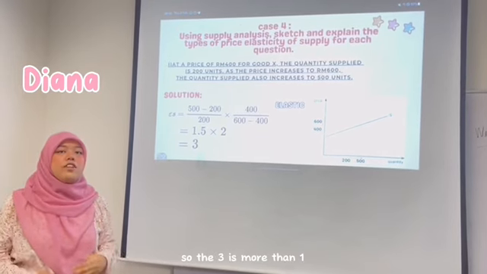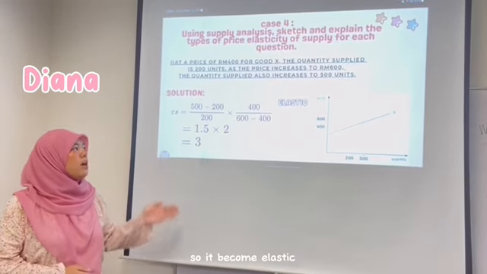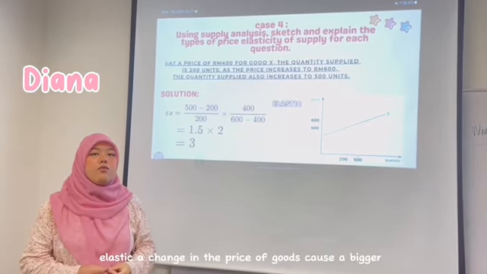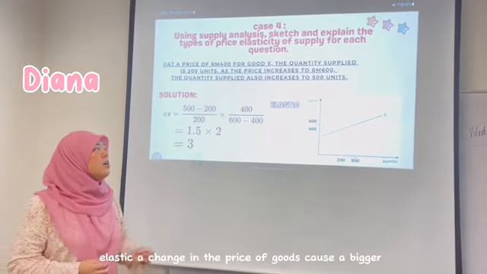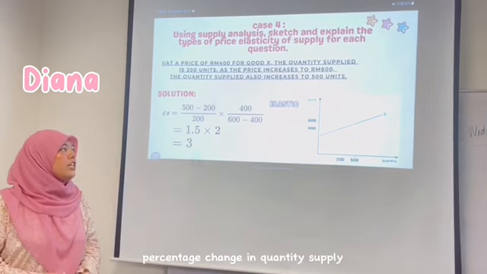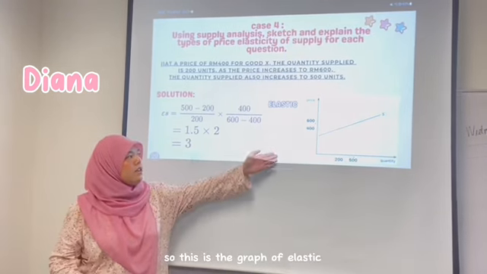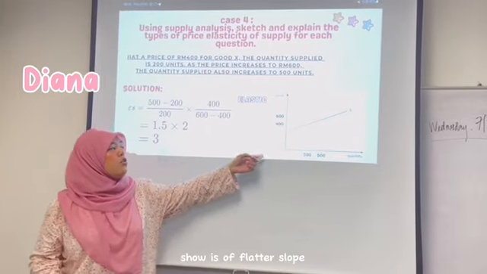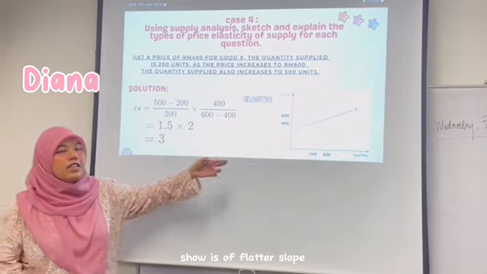So 3 is more than 1, so it is elastic. What is elastic? Elastic is when a change in the price of a good causes a bigger percentage change in quantity supplied. So this is the graph of elastic. As you can see, the supply curve shows a flatter slope.